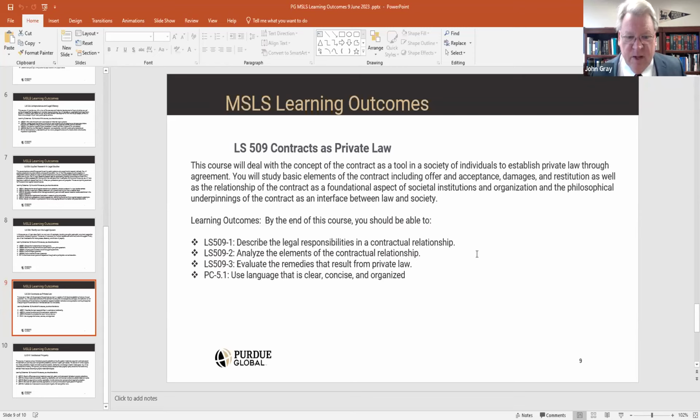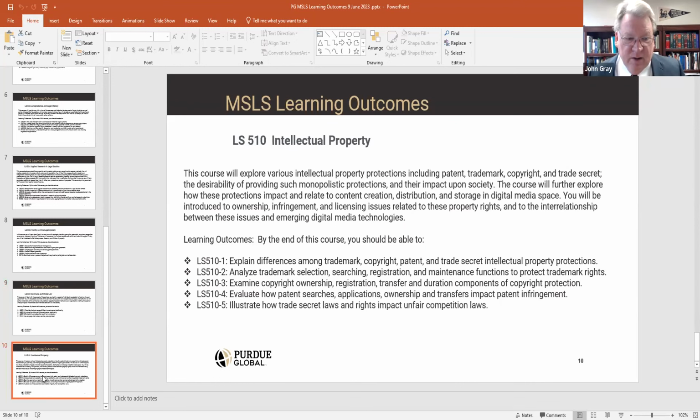And you'll also focus closely on using language that is clear, concise, and organized. A lot of litigation involving contract law happens when the people who drafted the contract did not do so clearly, when terms are in the contract that are ambiguous, that are difficult to understand, or that have more than one legitimate meaning. And we'll look at contracts that were poorly drafted as well as many that were well drafted.